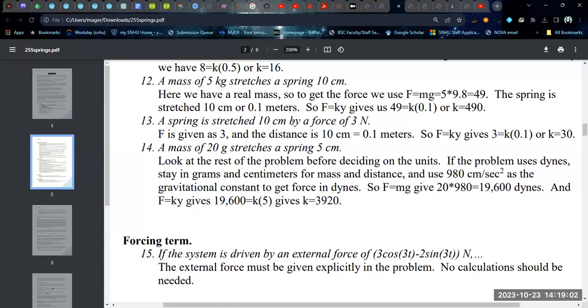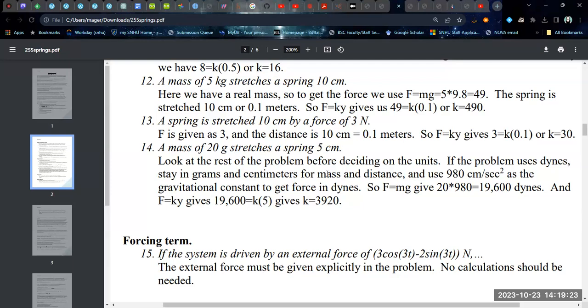A spring is stretched 10 centimeters by a force of 3 newtons. So this is a slightly less complicated version of the previous example. We already have the force, but we still have to deal with the 10 centimeters, converting it to meters. And finally, a mass of 200 grams stretches a spring 5 centimeters.